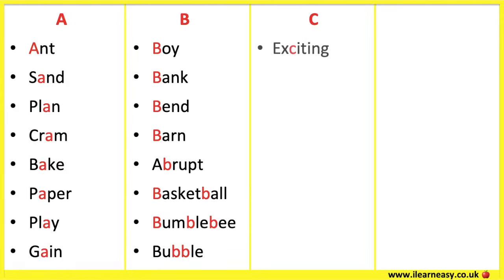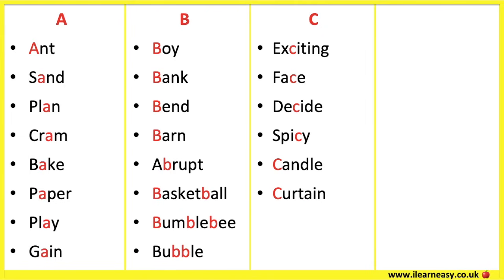For example, exciting, face, decide, spicy. The letter C can also make a hard K sound. For example, candle, curtain, decade, accommodate. The double letters make a one-letter sound. Accommodate.